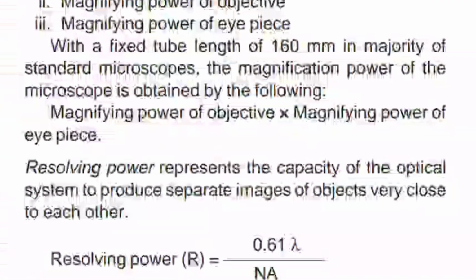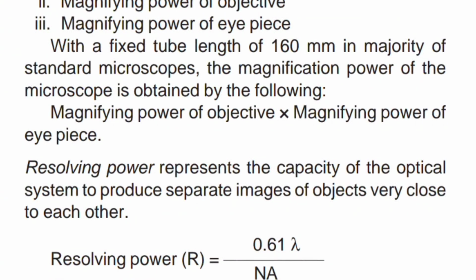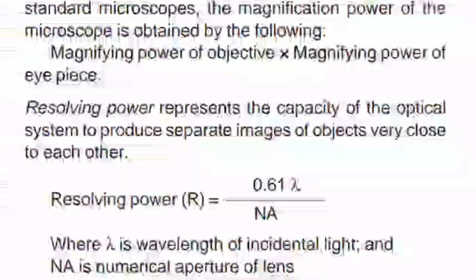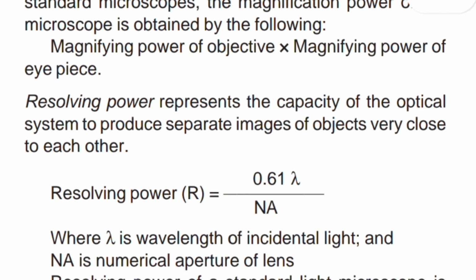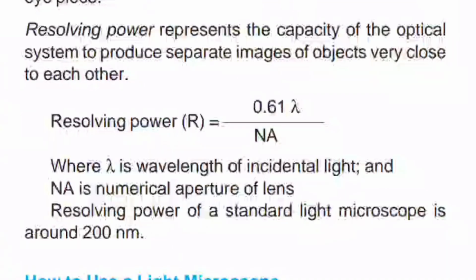Resolving power represents the capacity of the optical system to produce separate image of object very close to each other. Resolving power R is equal to 0.61 lambda upon N numerical aperture, where lambda is the wavelength of incident light and N is the numerical aperture of lenses. Resolving power of a standard light microscope is around 200 nanometer.